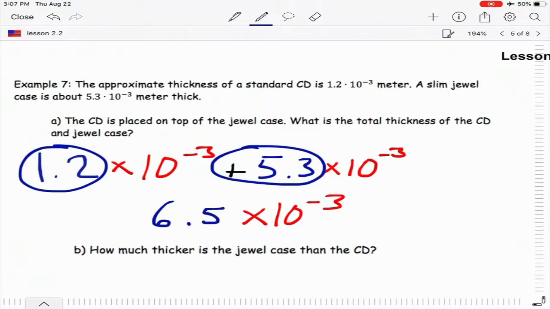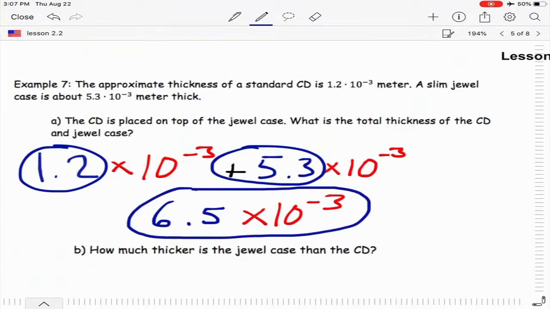Now, I got really good news for you. 6.5 is between the 1 and the 10. That means here, it's already in scientific notation. You don't need to do anything. You don't need to tweak it afterwards.